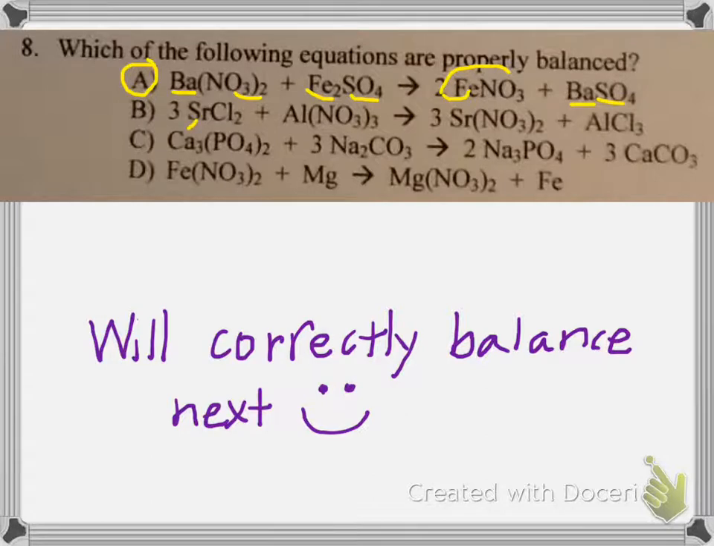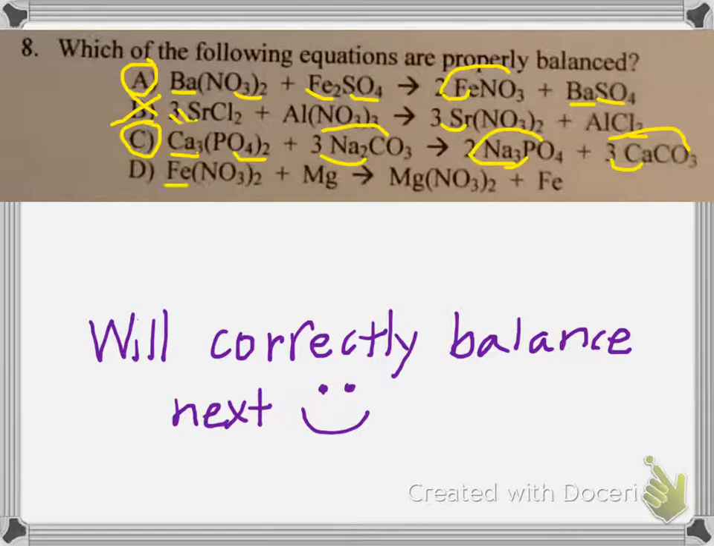Letter B, 3 strontiums, 3 strontiums, 6 chlorides, 3 chlorides. So we're going to put an X through B because we already know it's not properly balanced. All right, letter C, 3 calciums, 3 calciums, 2 phosphates, 2 phosphates, 6 sodiums, 6 sodiums, 3 carbonates, 3 carbonates. We're going to circle letter C because letter C is also properly balanced.